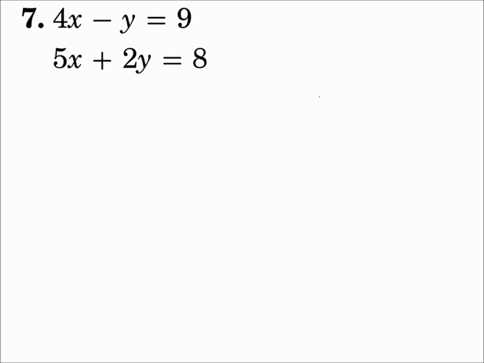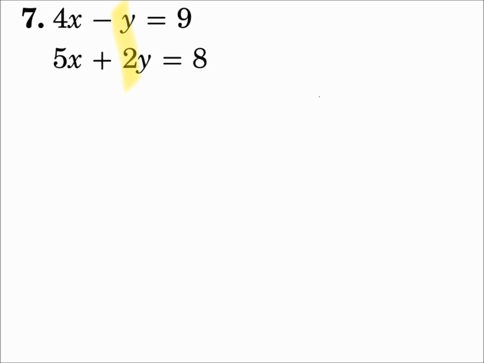Number 7. 4x minus y equals 9, and 5x plus 2y equals 8. Everything's lined up. The x coefficients are 4 and 5. They don't match. The y coefficients are 1 and 2. They don't match. Pick one to eliminate.